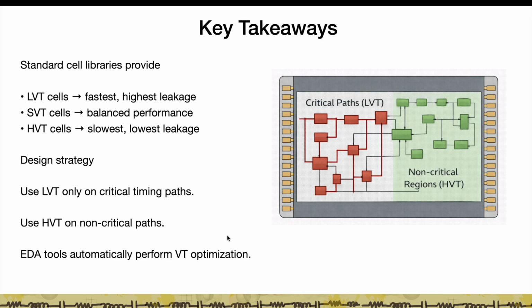EDA tools automate the assignment, running STA to identify which paths need LVT and which can tolerate HVT. But understanding what the tool is doing and why is what separates engineers who can debug timing closure from those who can just run scripts and hope.